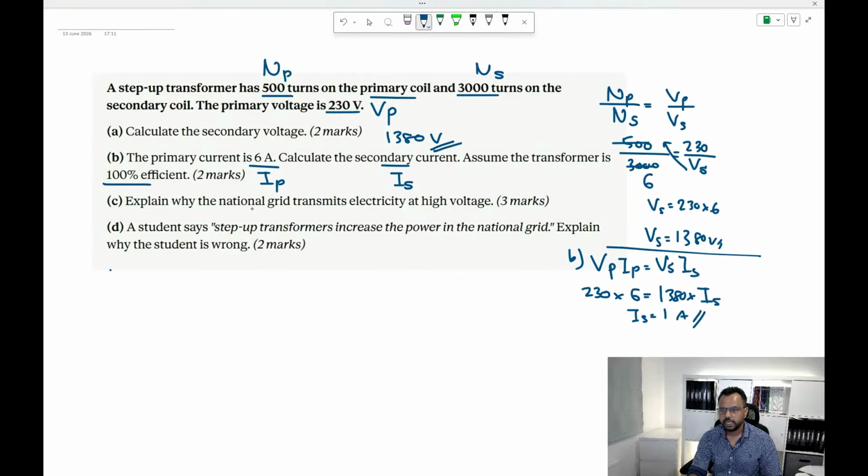Next one. Explain why the national grid transmits electricity at high voltages. Now, guys, remember, power is I squared R. If I use very high currents, the problem is there will be a large amount of power dissipation, right? I have a separate video exactly on this, guys. If I can quickly bring this out, I think it will be helpful to you. Give me a second. It'll be really quick.